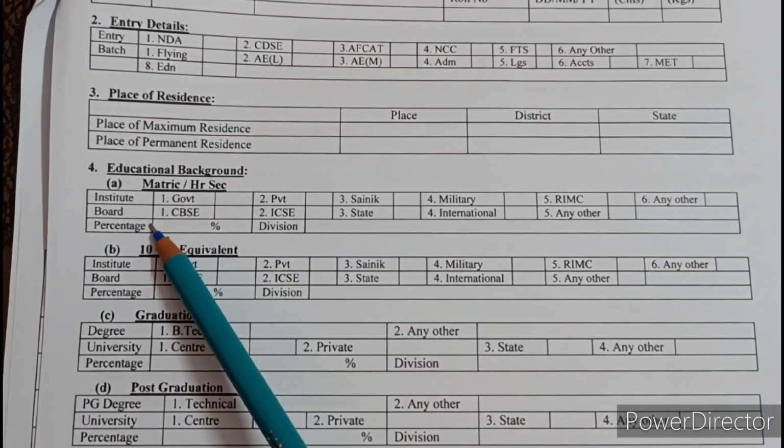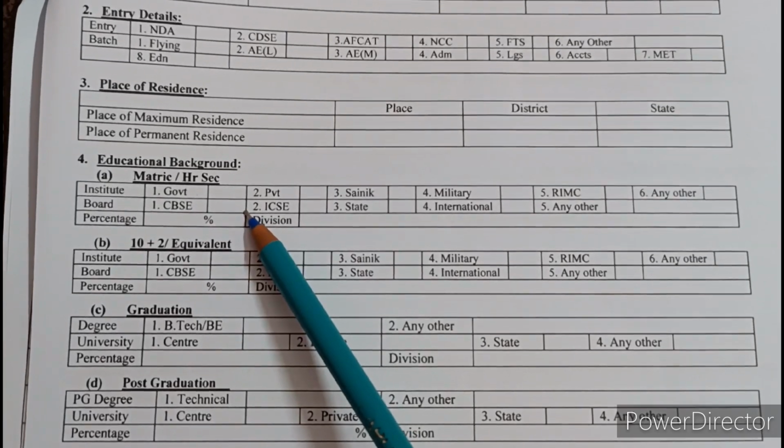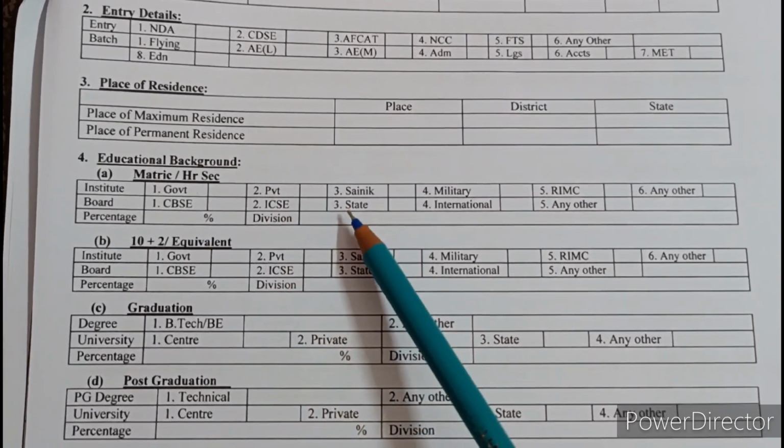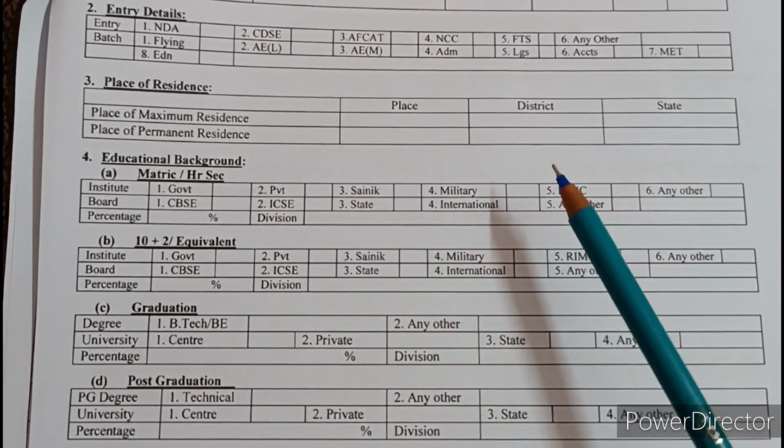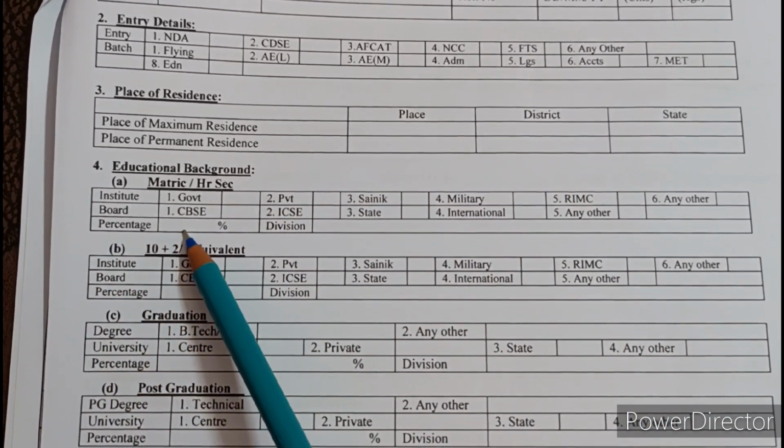Similarly, now you will choose the board, which board it was. If it was CBSE, then take the first option. If it was ICSE, then take the second option. If it was a state board, then take the state option, or if any other international. Now you will write your percentage.